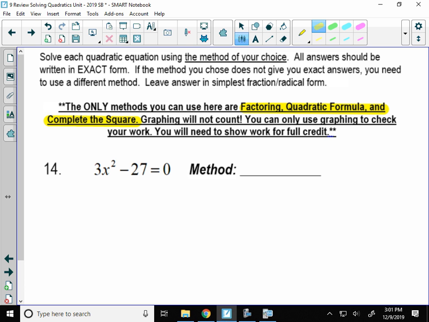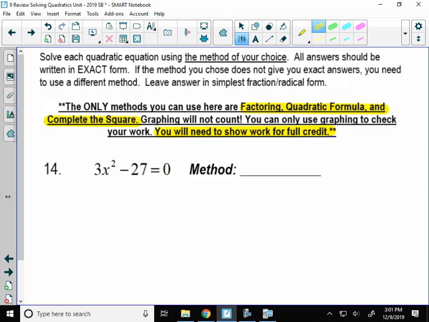You must show work in order to earn full credit. Graphing you can only use if you're using it to check your work, but you must show work for another method originally. So number 14, you can use any 3 of those methods, okay?